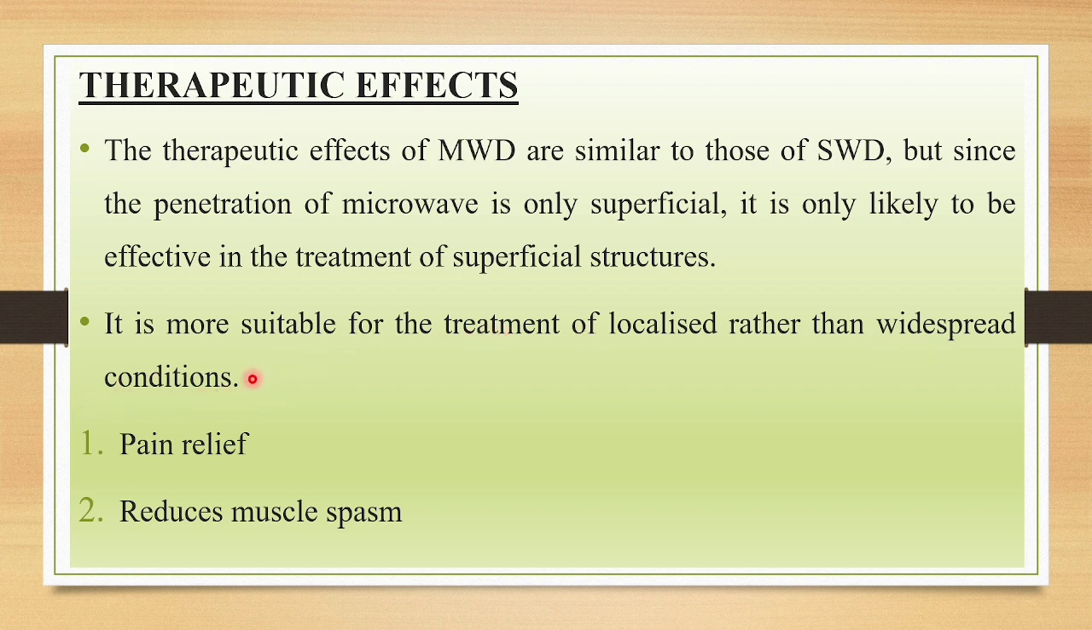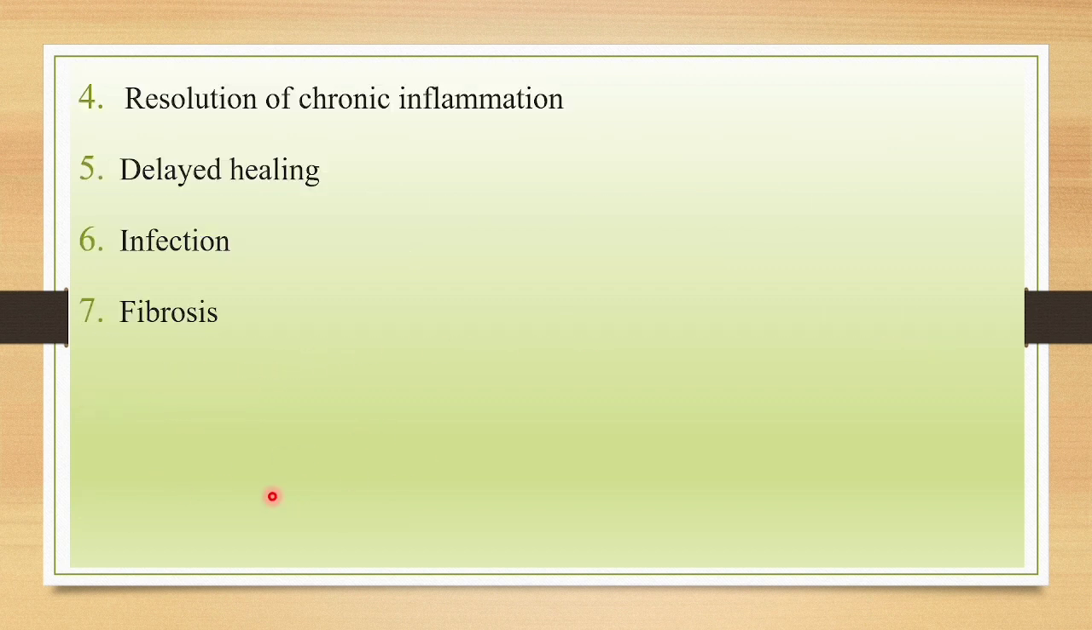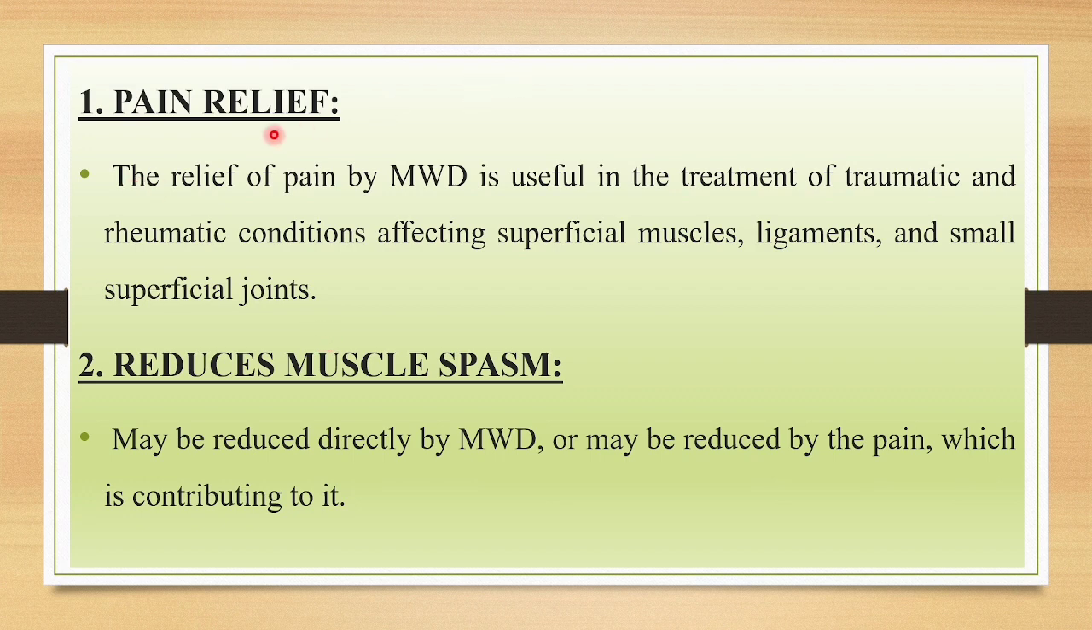The therapeutic effects include pain relief, reduced muscle spasm, resolution of chronic inflammation, delayed healing, infection, and fibrosis. The first one is pain relief. The relief of pain by microwave diathermy is useful in the treatment of traumatic and rheumatic conditions affecting the superficial muscles, ligaments, and small superficial joints.